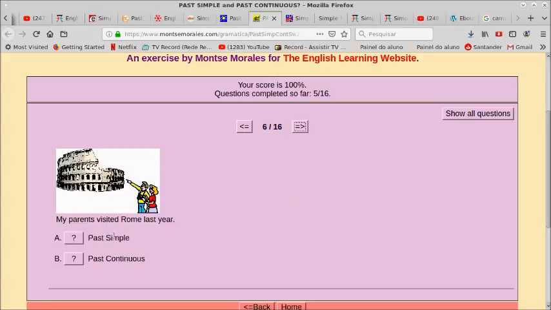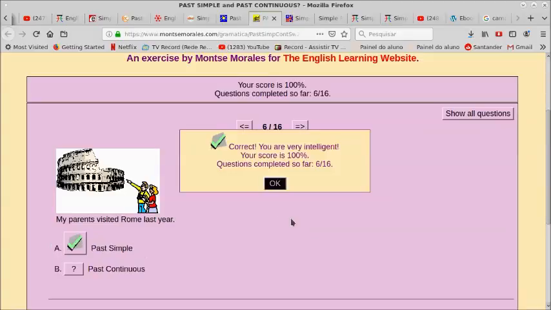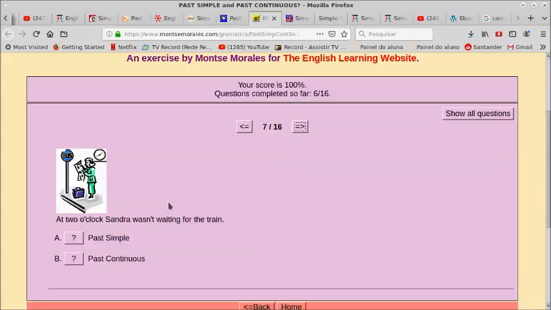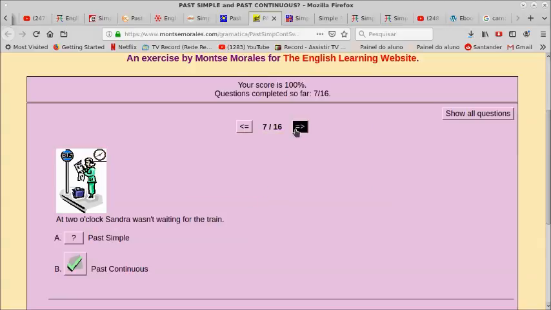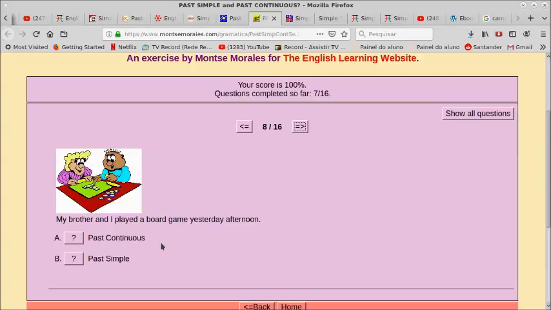Next. My parents visited Roma last year. Os meus pais visitaram Roma no ano passado. É uma ação acabada. So it's simple past. Okay? Next. At 2:00, Sandra wasn't waiting for the train. Às 2:00, Sandra não estava esperando pelo trem. É uma ação contínua. Okay, so it's past continuous. Next. My brother and I played a board game yesterday afternoon. Meu irmão e eu jogamos um jogo de tabuleiro, né, ontem à tarde. É uma ação acabada, so it's past simple.